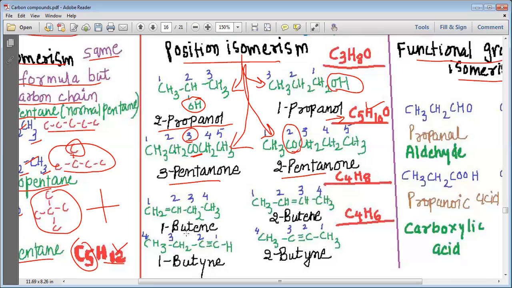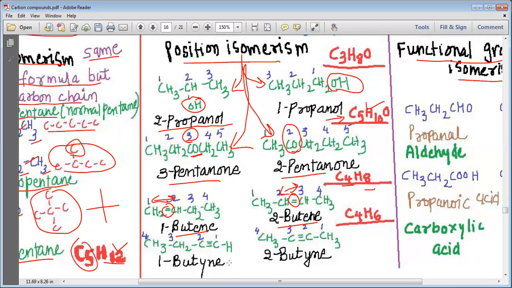Same way, my dear students, if you look at 1-butene and 2-butene, you can find that both the butenes have 4 carbon and 8 hydrogen, but the position of double bond, here it is between the first and second carbon, and here it is between the second and third carbon, and that is why it is known as 1-butene, while it is known as 2-butene, and they are the position isomers of each other.